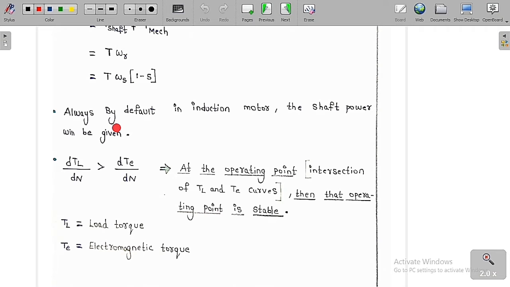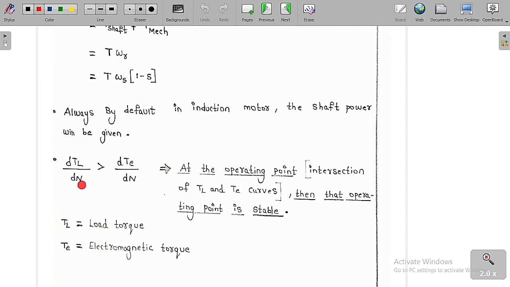See, always by default in an induction motor, the shaft power will be given. Whatever data they are going to give in an induction motor, they are always going to mention the output power only. So by default, whatever data they mention, it is always the shaft power or the output power.